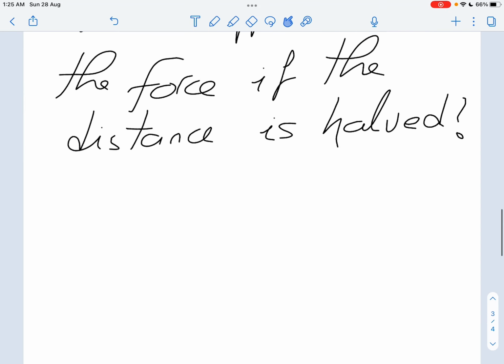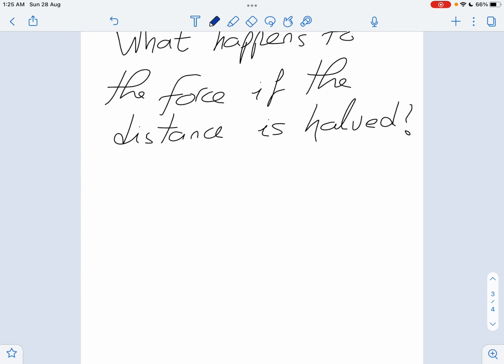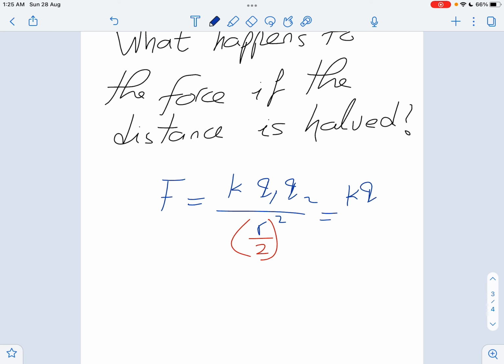Again, we write the formula. F is K Q1 Q2 over R squared. Now the distance is halved. This one becomes over 2. So it becomes now K Q1 Q2 over R squared, and 2 squared becomes 4. So this one is divided by 4. Since it is in the denominator of the denominator, this one goes up.